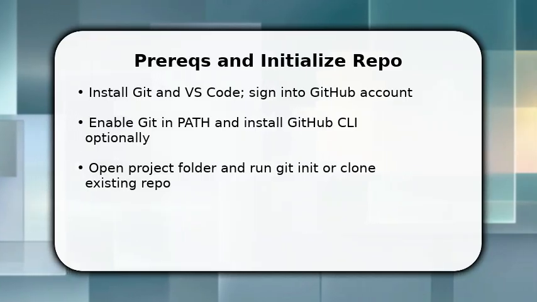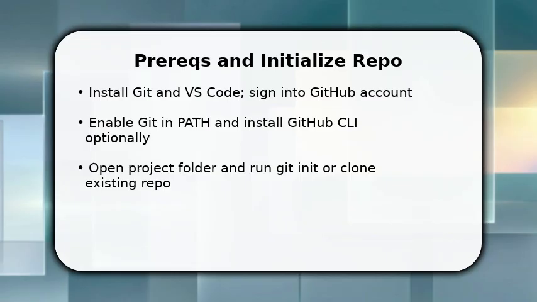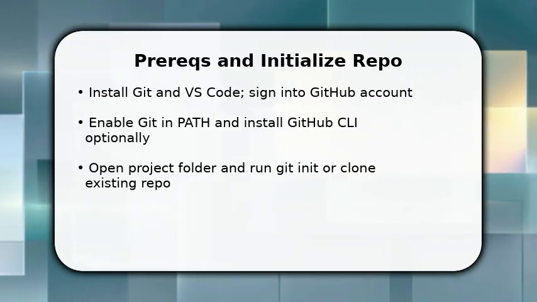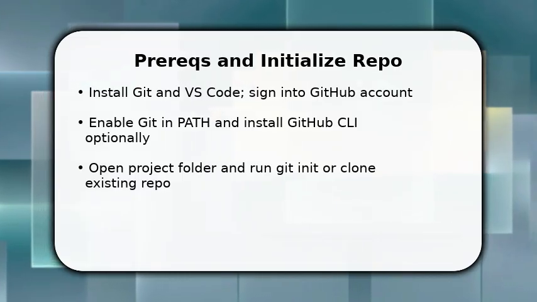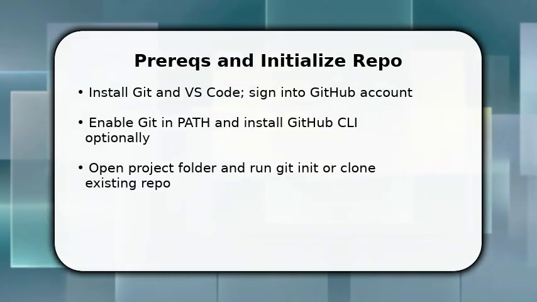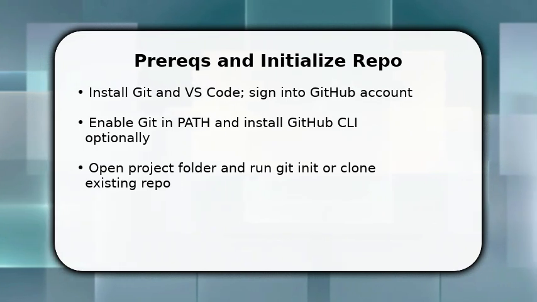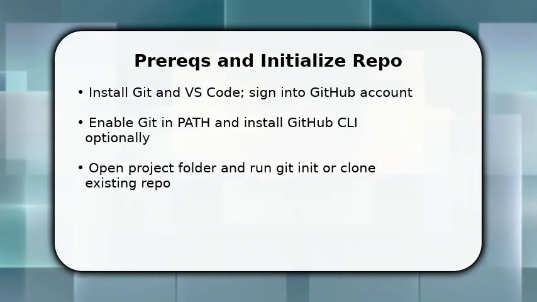Make sure your user name and user email are set so commits attribute correctly. If you prefer the command line, run git status to confirm. These first actions create the local repository and prepare VS Code to manage commits and branches.